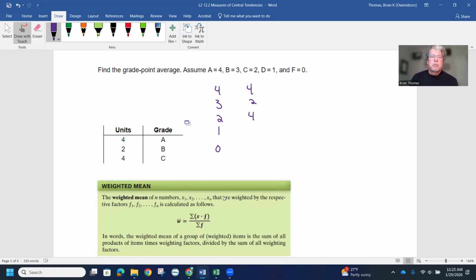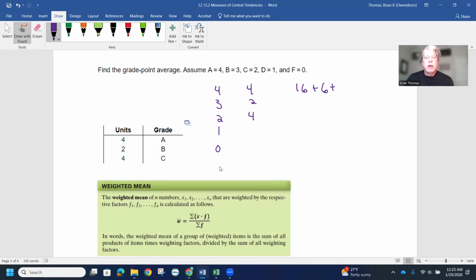out there. But if we do the math, what we're doing is we're multiplying, since an A was worth 4 points, we have 4 4s. So 4 times 4 would be 16. And we're going to add to that because we have to do the sum of those. A B was worth 3 points, but we got 2 of those, so that's going to be a 6.